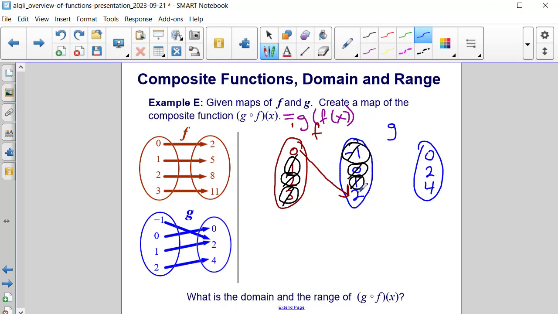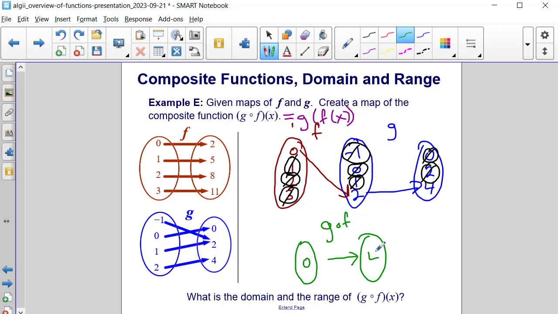And now we're going to go from 2, it maps to 4. And then these 2 output values in g are no longer needed. So therefore, the final mapping for g of f will be, we're only starting at 0, and we are mapping to 4 only.